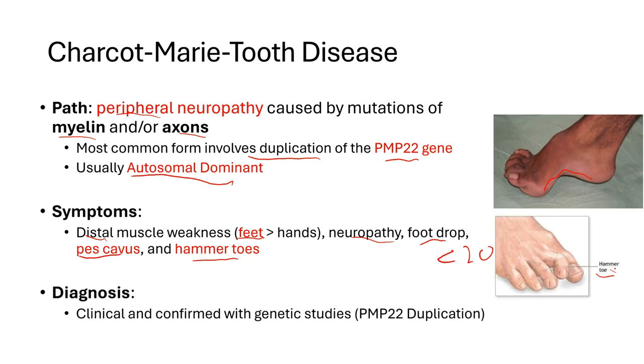The diagnosis is typically clinical and confirmed with genetic studies. The big takeaway from this slide is if you see an individual with a peripheral neuropathy less than 20 years of age, and they have pes cavus and hammer toes, they are most likely telling you that this is Charcot-Marie-Tooth disorder or disease. In that case, they'll probably either want you to know that it is autosomal dominant or it is due to duplication of PMP22. And that concludes this lecture on demyelination syndromes.